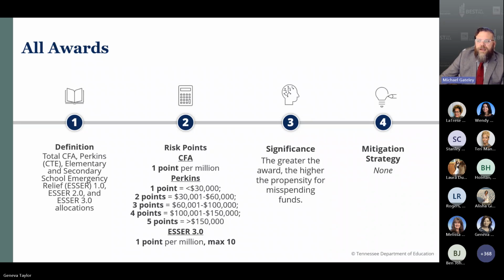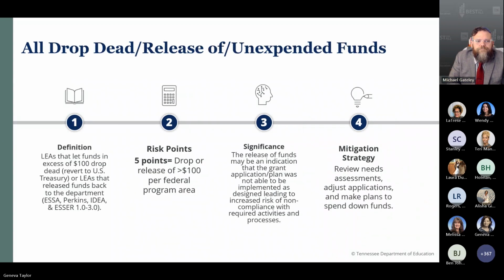The greater the award, the higher the propensity for misspending funds. Unfortunately, there's no way to mitigate this risk. You get money, there's risk. All right, so next: drop dead, release of funds, and expended funds.